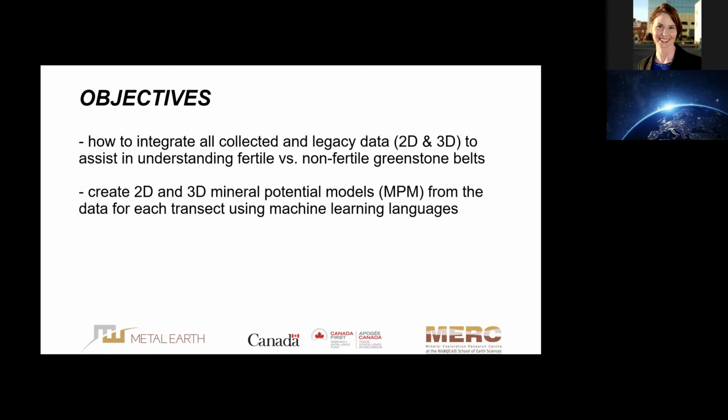So the objective of our project, the overall objective, is fertile versus non-fertile greenstone belts. Why does this occur? What are the reasons for this occurring? And what we're trying to do is create 2D and 3D mineral potential models or mineral potential maps from the collected data for each transect using machine learning languages.